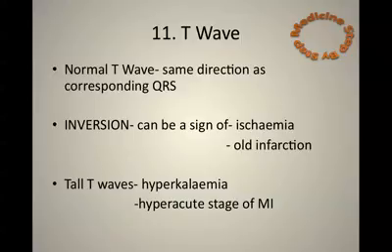The T wave should normally be in the same direction as the QRS complex. So, if the T wave is negative and so is the corresponding QRS complex, this is normal. Inversion of the T wave, otherwise, in the presence of a positive QRS complex, can be a sign of ischemia or past infarction. Tall, tented T waves, a sign of hyperkalemia or the hyperacute stage of a myocardial infarction.